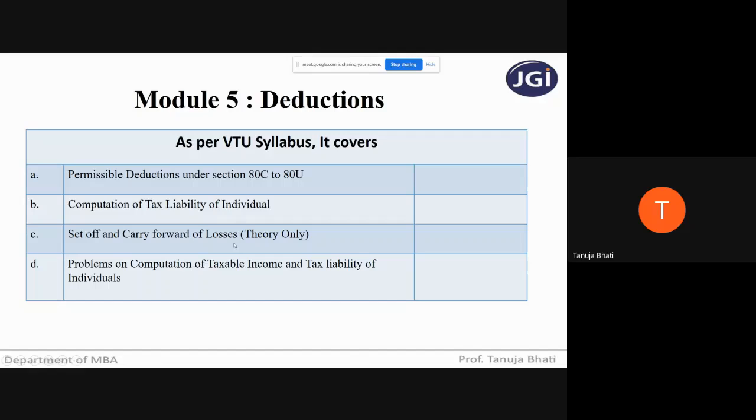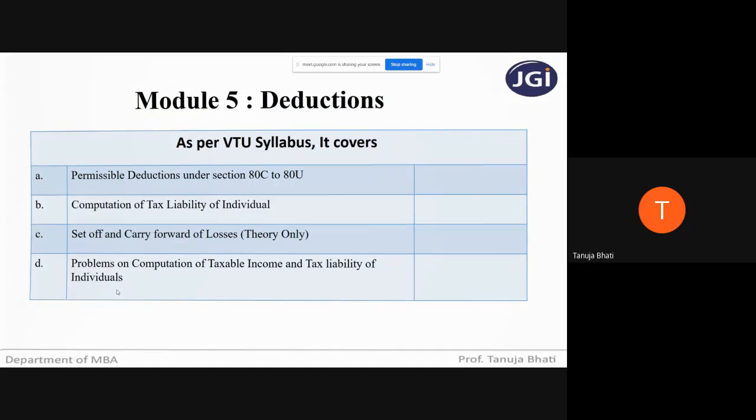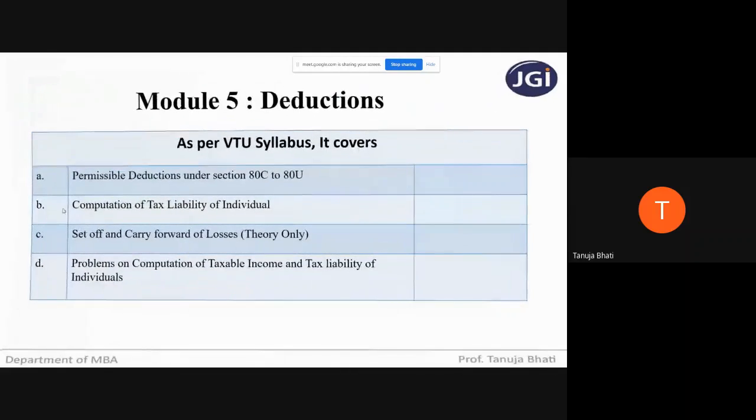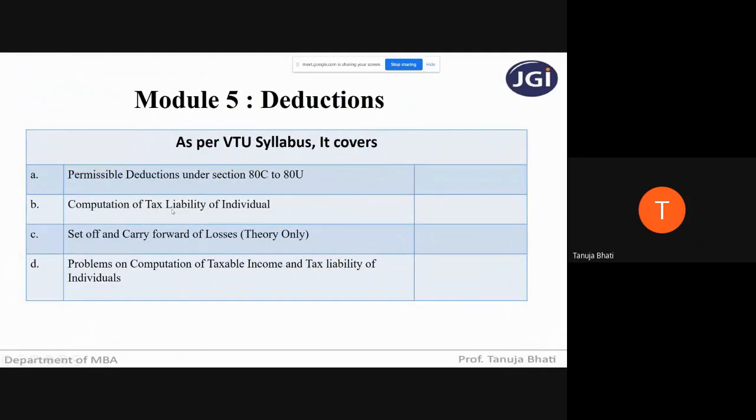For set off and carry forward of losses, you only have the theory part. There are no problems involved for set off and carry forward of losses, but there are problems on computation of taxable income and tax liability of individuals. So today we will be seeing permissible deductions under section 80C to 80U. Simultaneously we will also be covering computation of tax liability of individuals, and we'll also be seeing problems on computation of taxable income and tax liability of individuals, by dealing with the provisions of deductions under section 80C to 80U.